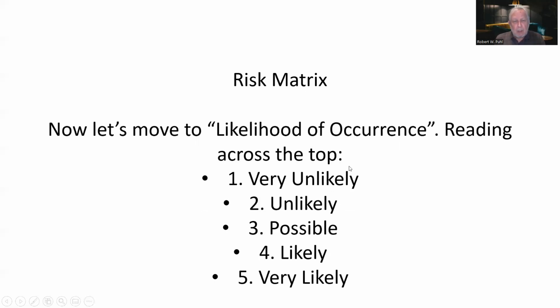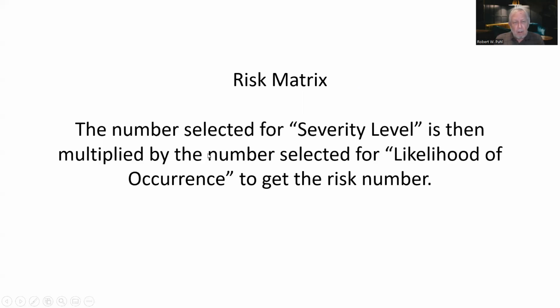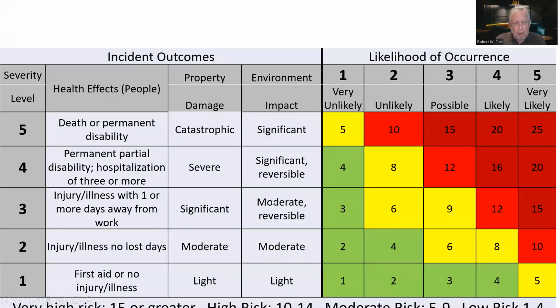So now let's move to the likelihood of occurrence, reading across the top. Now we talked about severity, and now we're talking about likelihood. Those are the 2 5s in the 5x5 matrix: severity and likelihood. So across the top, very unlikely is the lowest, then unlikely, possible, likely, very likely. The number selected for severity is then multiplied by the number selected for likelihood of occurrence to get the risk number. So there you go.